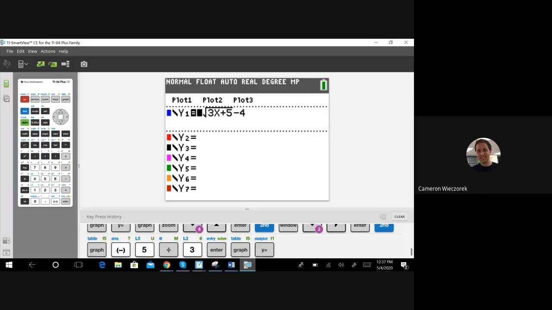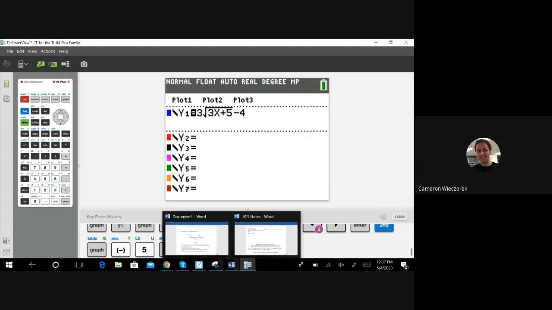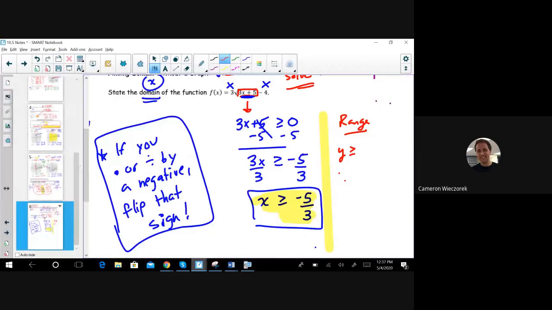Did I type it in wrong? 3 rad 3x plus 5. No. That is really strange. I'll look into that on my calculator. That's weird. So yeah, that's exactly what I thought. It's really just going to be y is greater than or equal to -4.